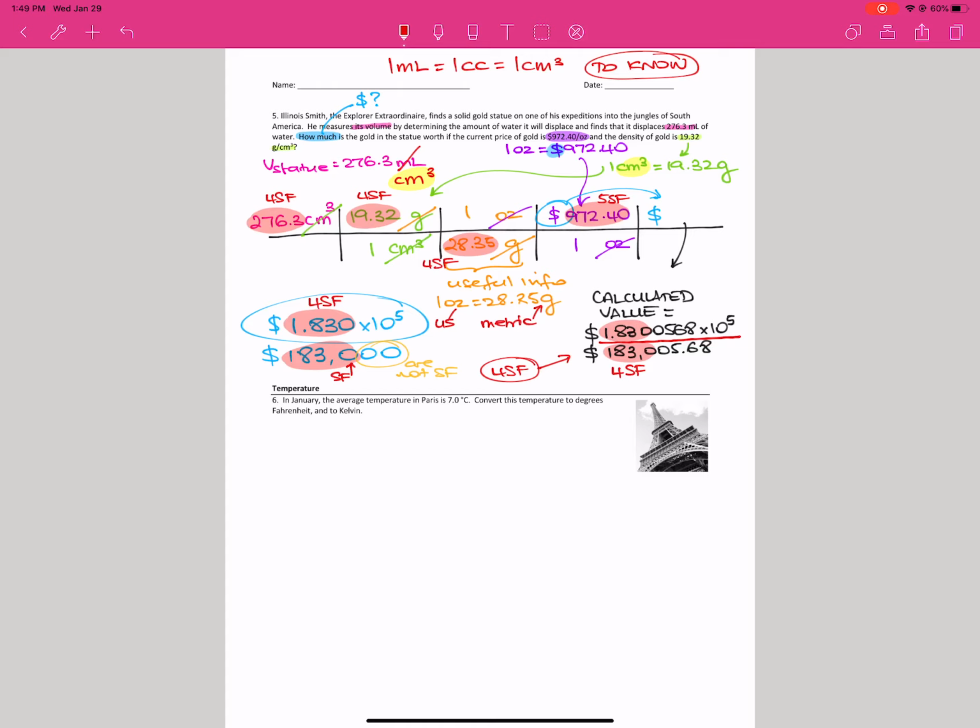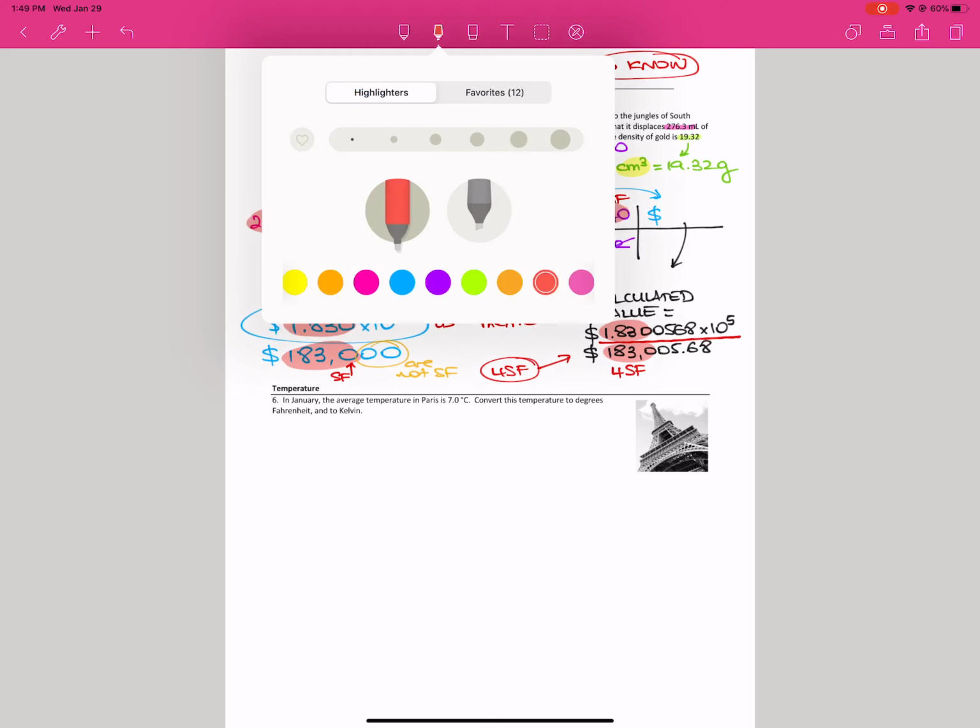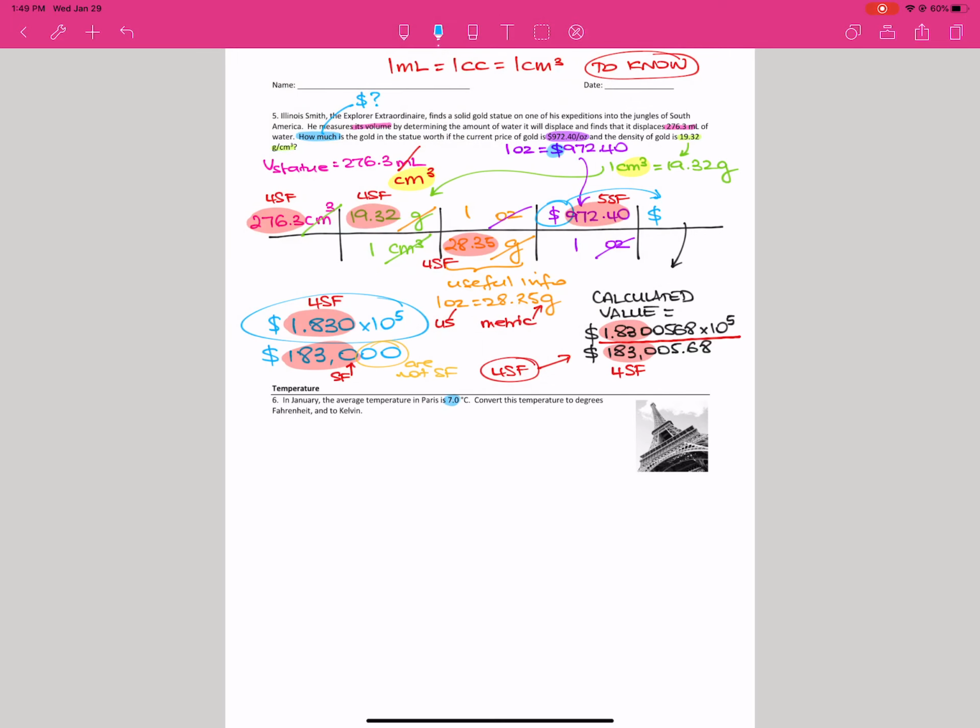In problem 6, now we're going to be doing temperature conversion. So you're given the average temperature in Paris, 7.0 degrees Celsius. So we have here 2 sig figs given in the temperature measurement, since the 0 is after the decimal point and we have a decimal point. We want to convert this temperature to degrees Fahrenheit and to Kelvin. So you don't have to learn the formulas. The formulas will always be given to you. I want you to know how to apply them.